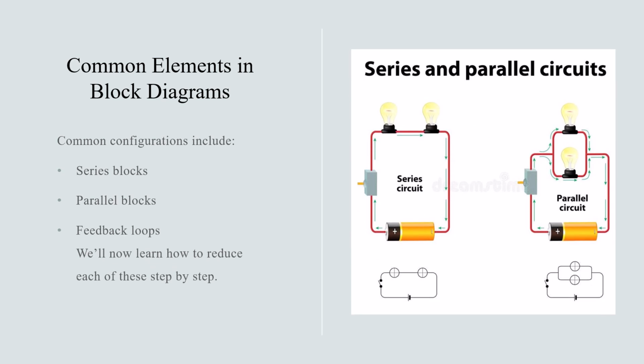Now, what are the common elements in block diagrams? We have common configurations: series blocks, parallel blocks, and feedback loops. This is a simple example, not related to block diagrams, but just to show series and parallel circuits. Here the battery can be represented as one block, and the two bulbs as two blocks. It is just for simple understanding of series and parallel connections.